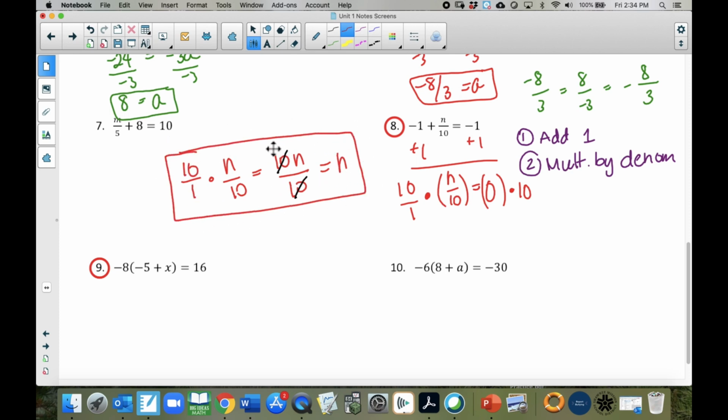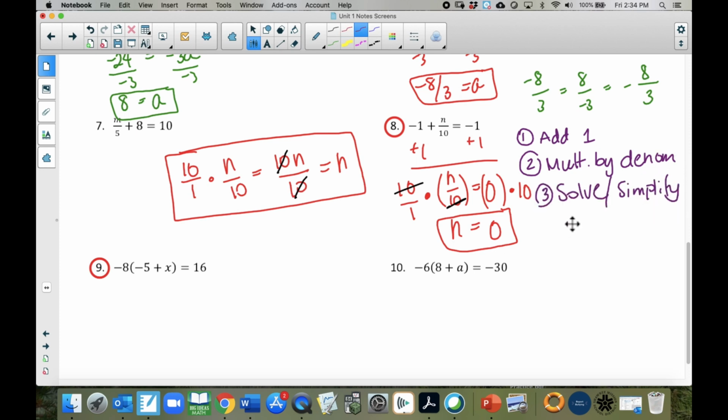Now this little box over here, you don't have to write down if you don't want to because we're getting crowded, but I'm trying to show you how to multiply fractions and why we're doing what we're doing. And so now I'm going to go to my fractions here, and that's what I get. This 10 and this 10 cancel each other out, and they leave me with an n. And on the right-hand side, 0 times 10 is 0. So the answer is 0. Some people think that means no solution. It does not mean no solution. It just means 0.